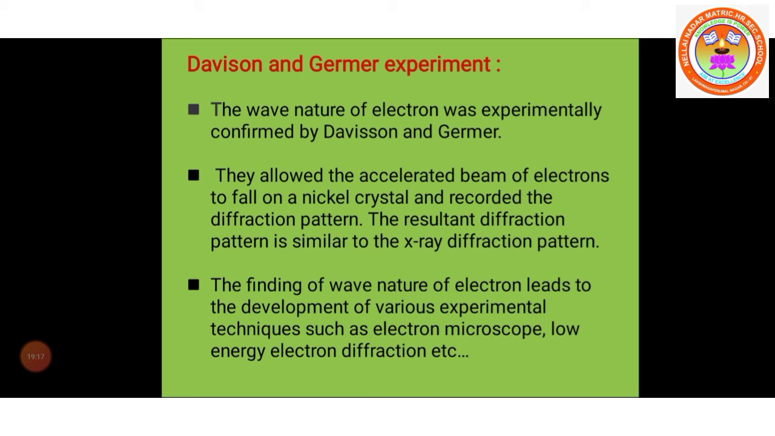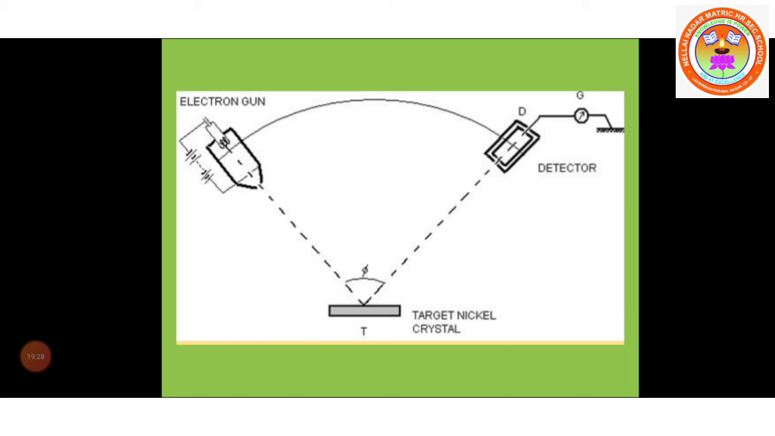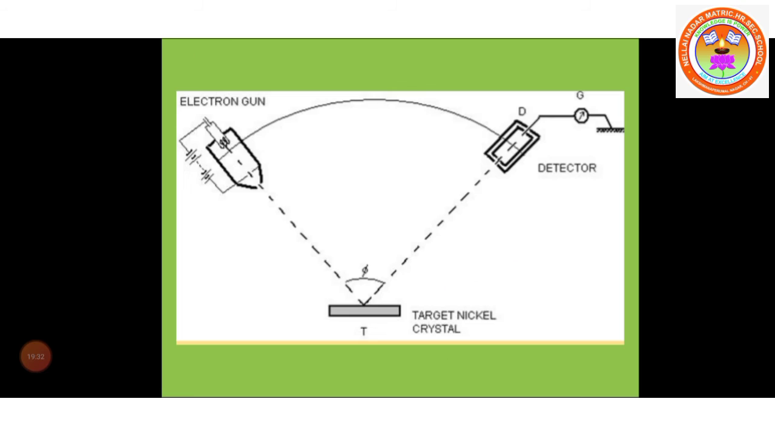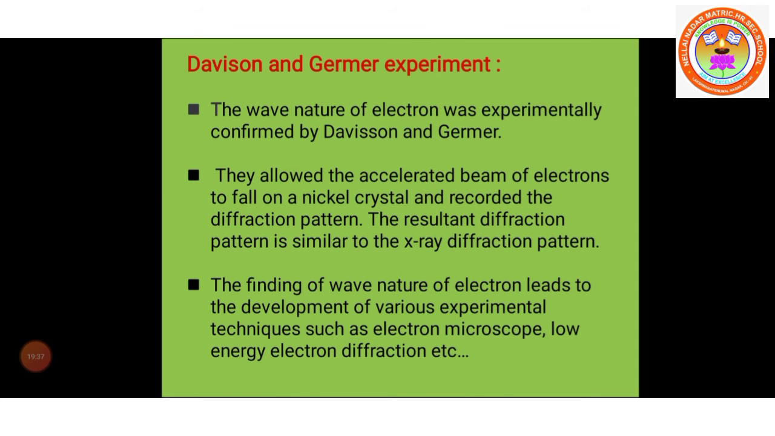So Davisson and Germer confirmed that electrons have wave nature. So what is the experiment? The accelerated beam of electrons falls onto the nickel crystal and the diffraction pattern is observed. The diffraction pattern coincides with the X-ray diffraction pattern. So both have wave nature.